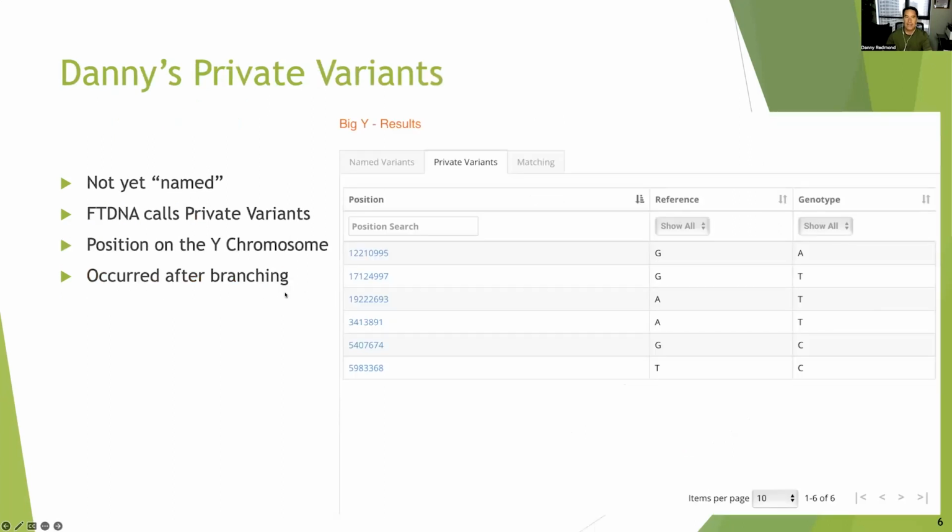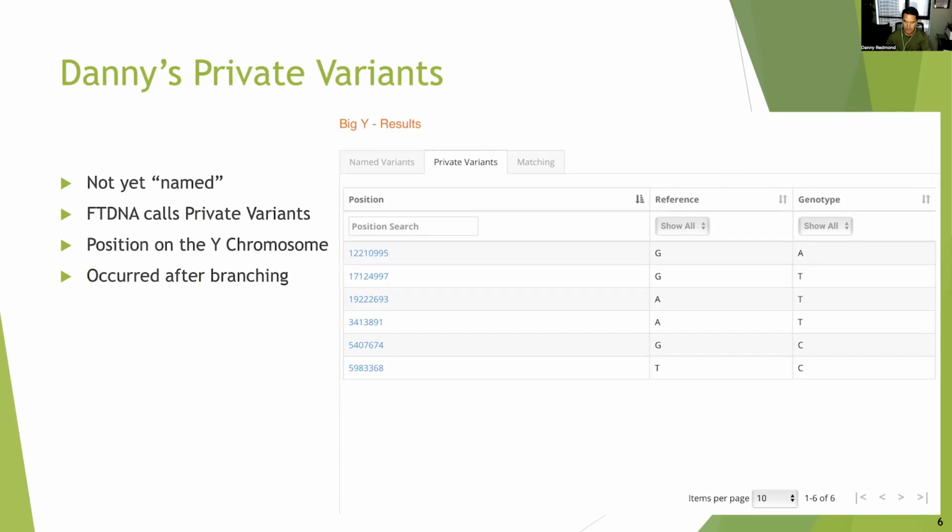So let's take a look at it. Here are my 6 private variances, and they're considered not named, so they're just the number. Hopefully, I think I've mentioned this on previous Zoom calls. These numbers are just the actual position on the Y chromosome.